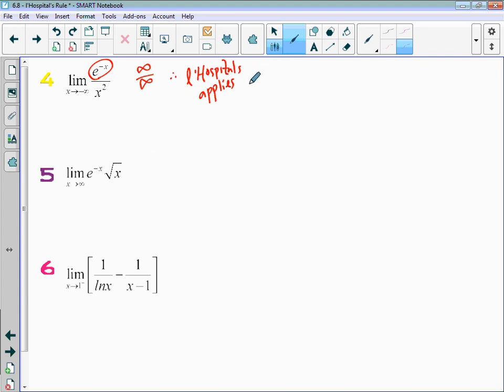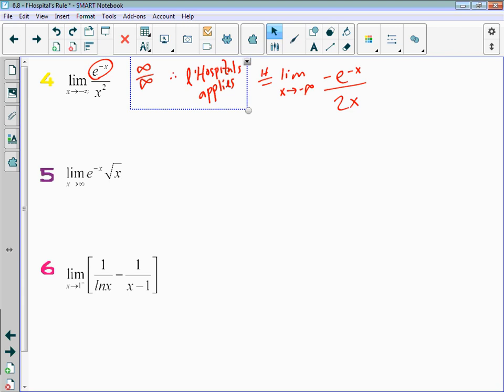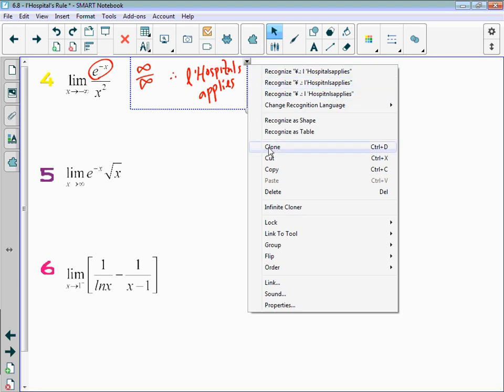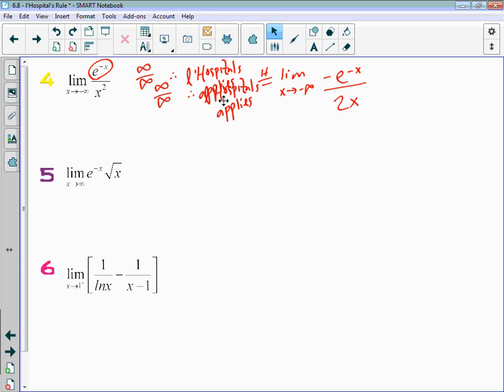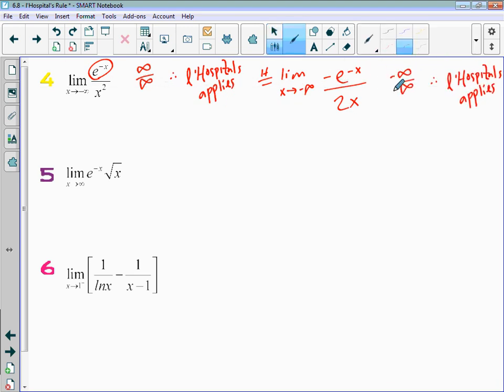Okay, so now we're going to apply L'Hopital's. So we leave the limit part alone. And the derivative of e to the negative x is negative, good, over 2x. What happens here? Yeah, you get negative infinity over negative infinity. Therefore, L'Hopital's applies. So you just take this and you just clone it, you know, and just shift it over here. Throw a negative in the front. There we go.